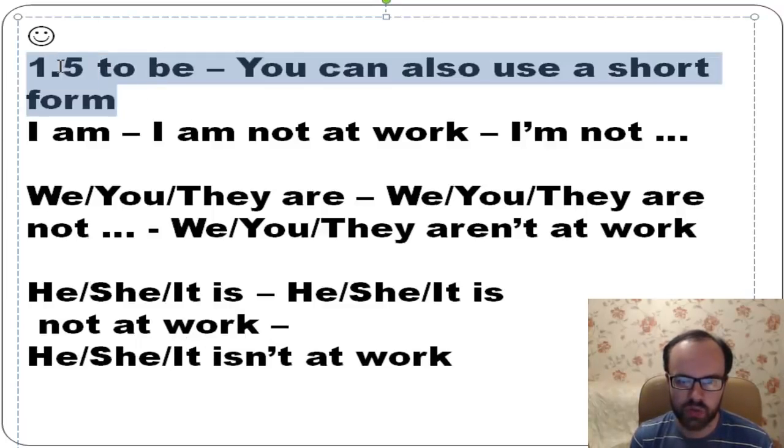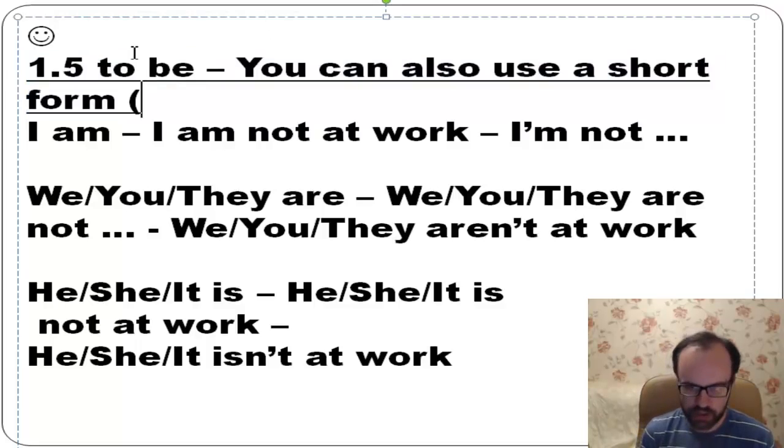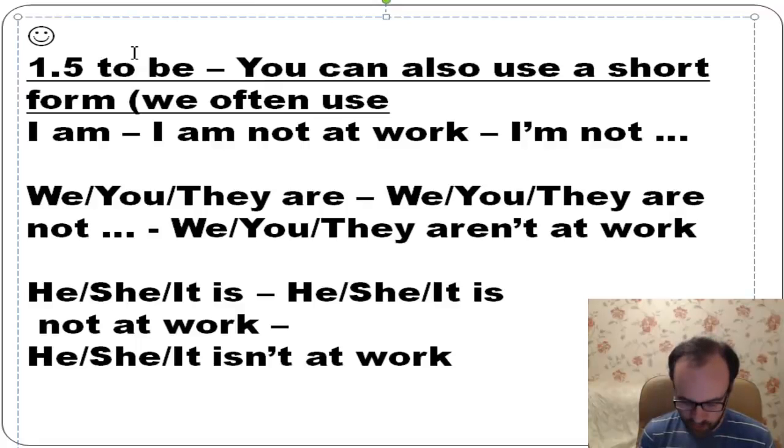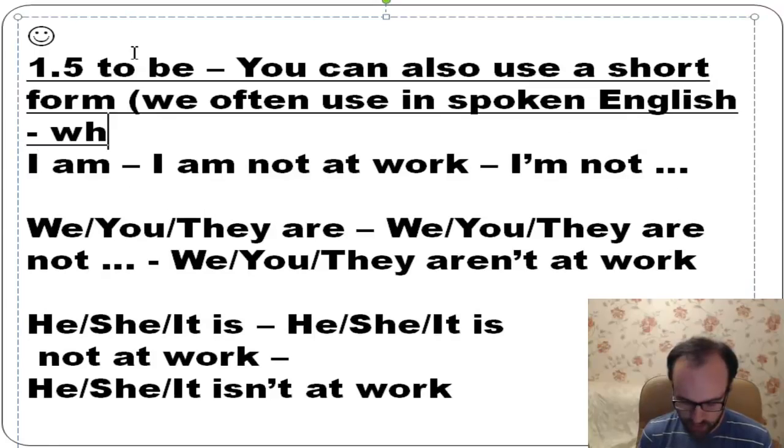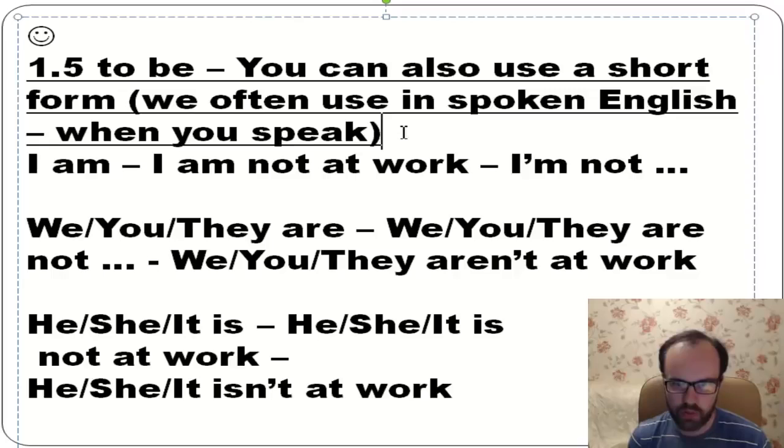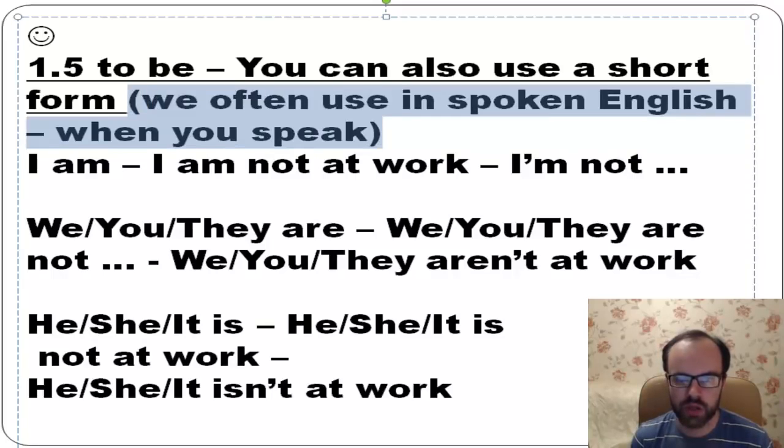Okay, so with to be you can also use a short form. We often use it in spoken English, when you speak. Good. Okay.